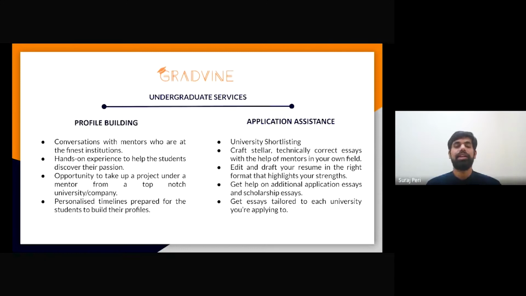How do we at Gradvine help? Again, like I said, we do two services essentially. Profile building, which is for students in their 9th, 10th, and 11th, where we will make sure that you have one-on-one conversations with mentors who are at the most prestigious universities you could imagine. Having one-on-one conversations, you figure out what they did right and what you can do right now to build your profiles, etc. Do a project with us, prepare personalized timelines, etc.